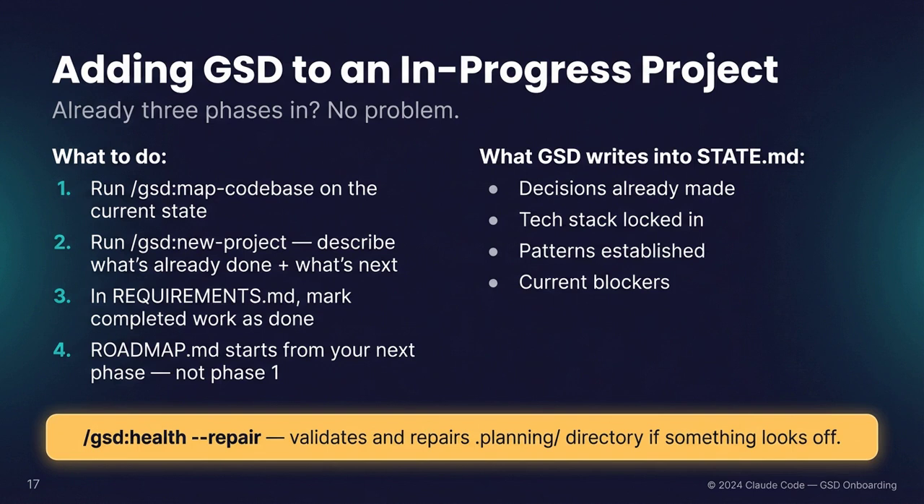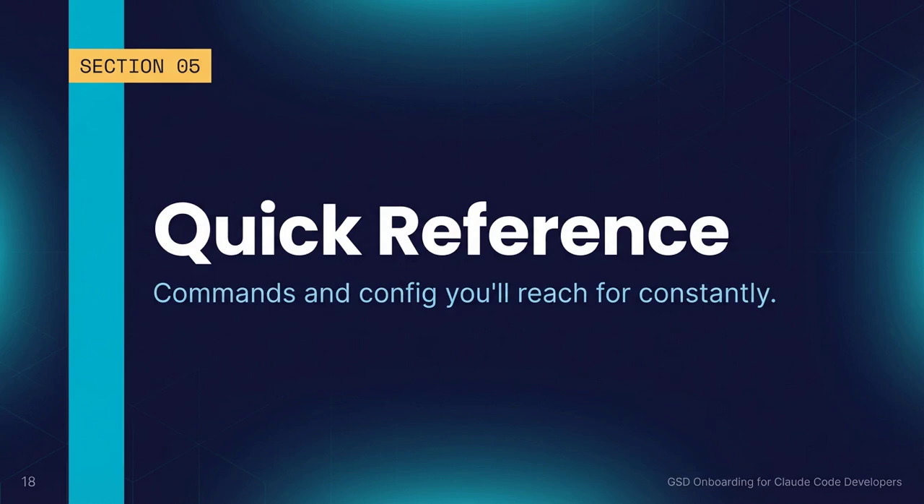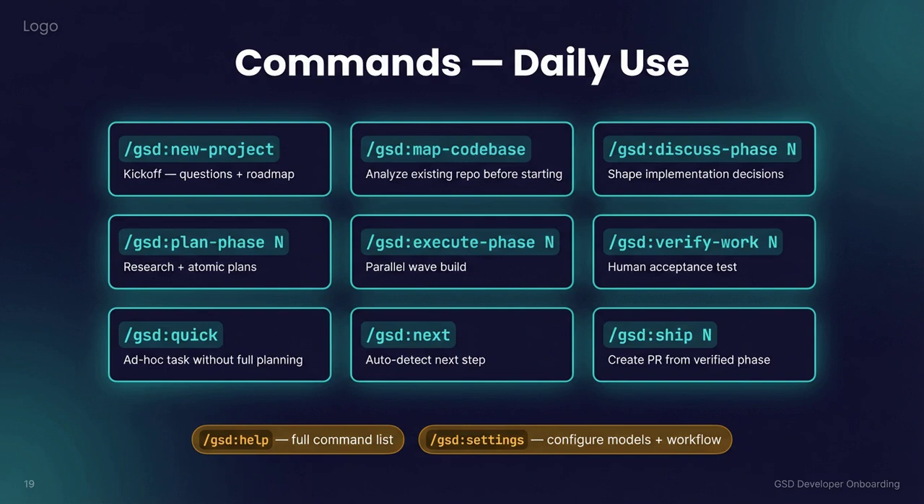Last section, the reference material you'll actually use day to day. These 9 commands cover 90% of what you'll do. The core loop is discuss, plan, execute, verify, with new project and map codebase as your entry points. Quick is your shortcut for tasks that don't need full planning. Next is your safety net when you're unsure what to run. Ship creates a pull request from verified work. Use /GSD settings to configure which models each stage uses.